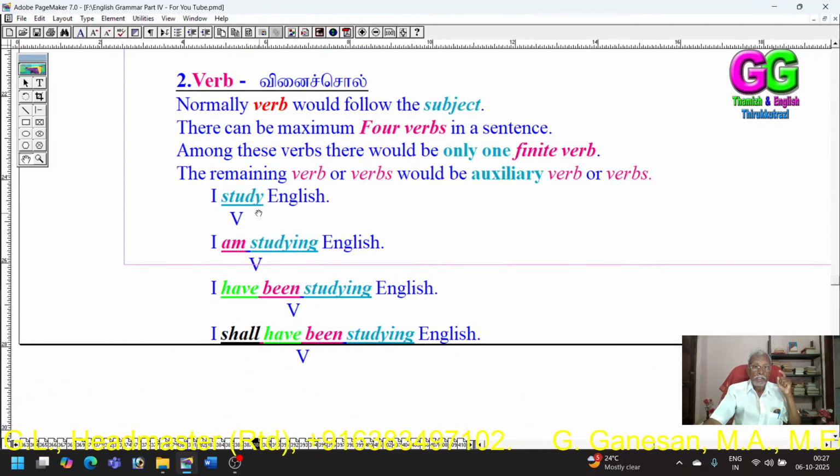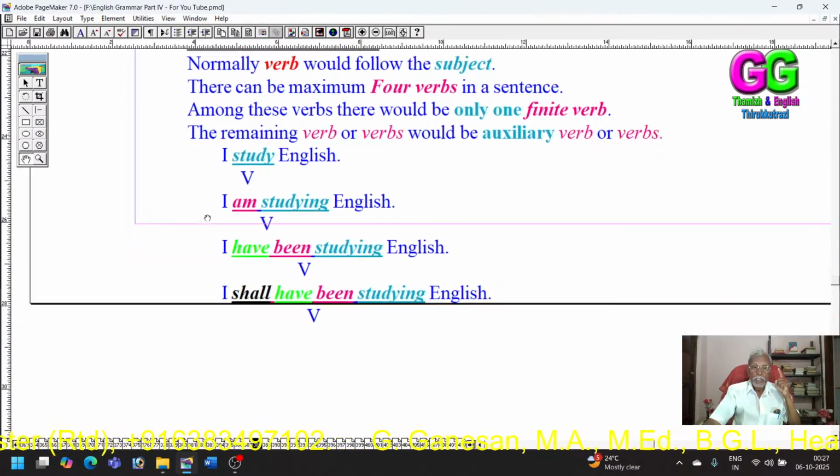I study English. Only one verb, a finite verb. I'm studying English. Studying is the finite verb, am is the auxiliary. I have been studying, three verbs. Studying is the finite verb, have been are auxiliaries. I shall have been studying English. Studying is the finite verb, shall have been are three auxiliary verbs.